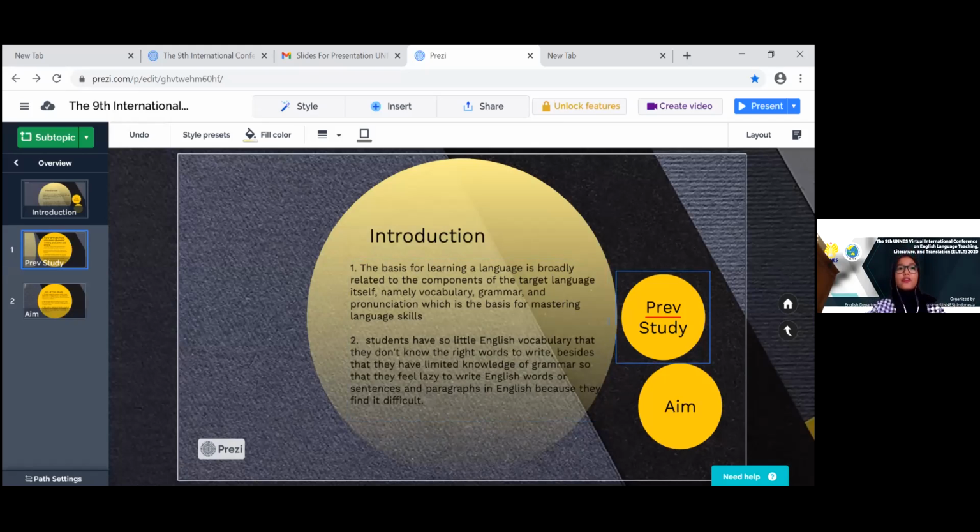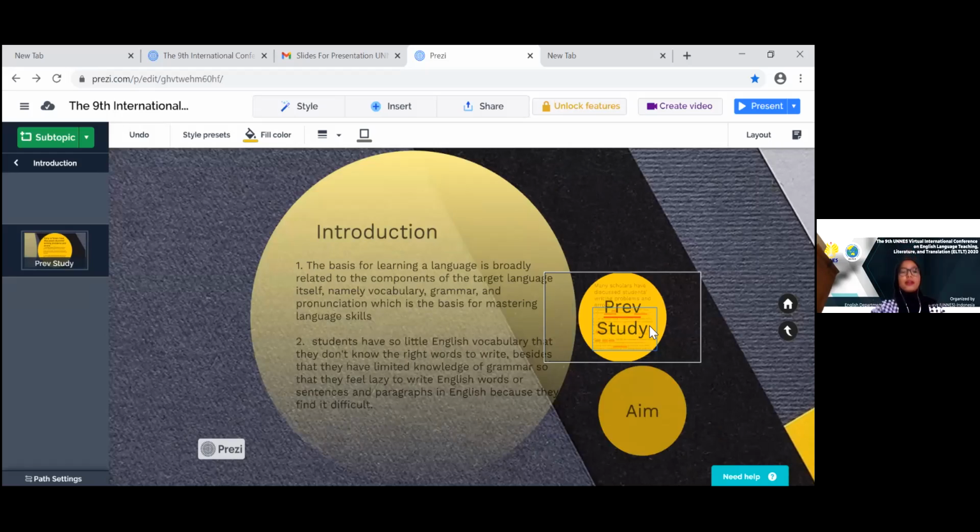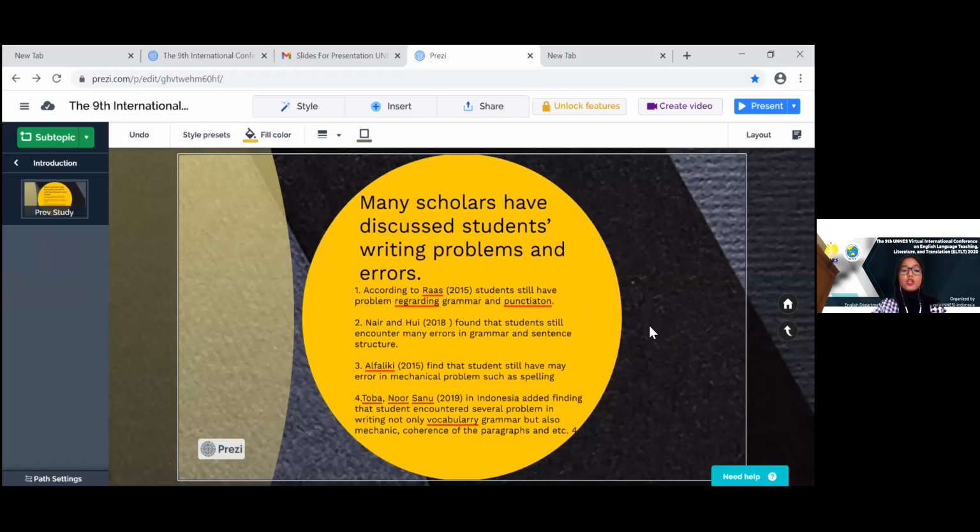So actually there is a lot of research, a lot of study that is done by other researchers, other scholars, such as Raas. In 2015, students still have problems regarding grammar and punctuation, and then Nair and Hui 2018 found that students still encounter many errors in grammar and sentence structure. And then Al-Faliqi 2015 found that students still have many errors in mechanical problems such as spelling.